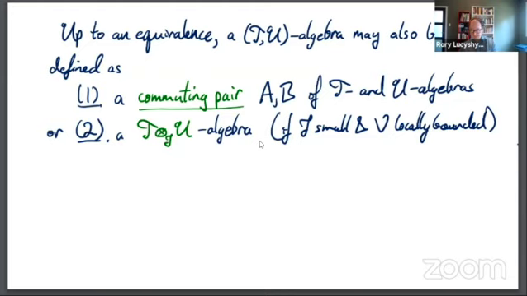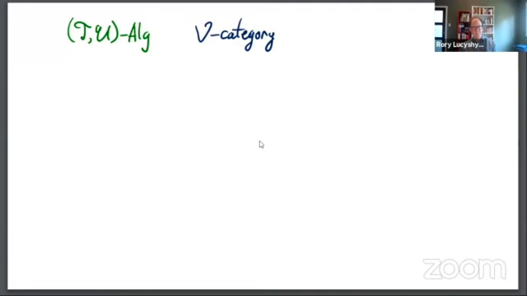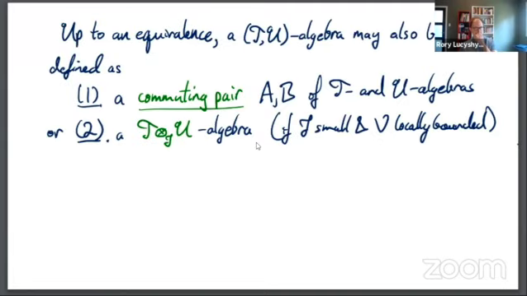So in particular, if J is small and V is locally bounded, which we don't assume in this talk, then we can certainly form the tensor product of J theories. And the algebras for this are equivalently described as TU algebras. Okay, so this is, of course, building on well-known ideas. And the root of some of the ideas in this talk is the paper of Freyd called Algebra Valued Functors and Tensor Products in particular.